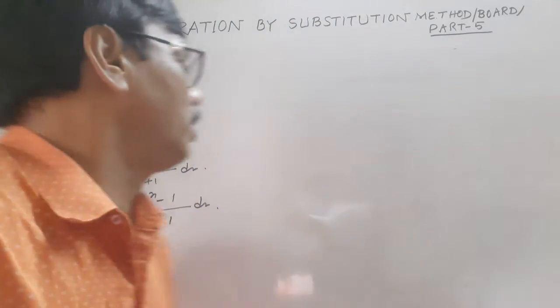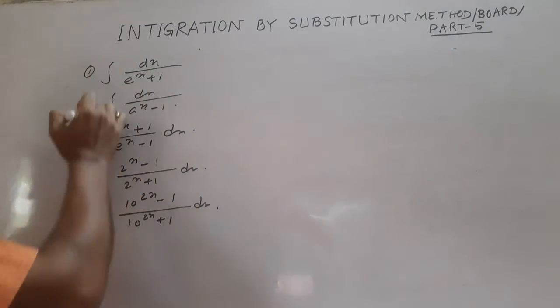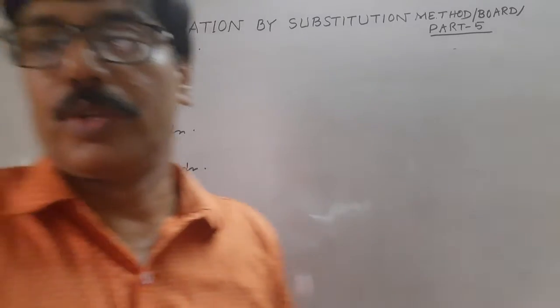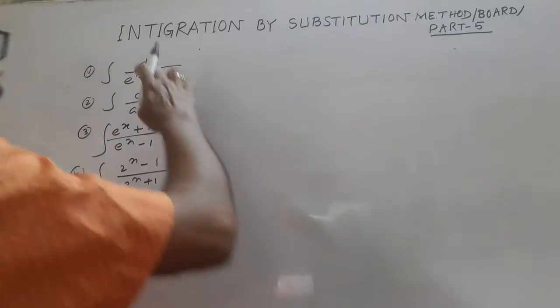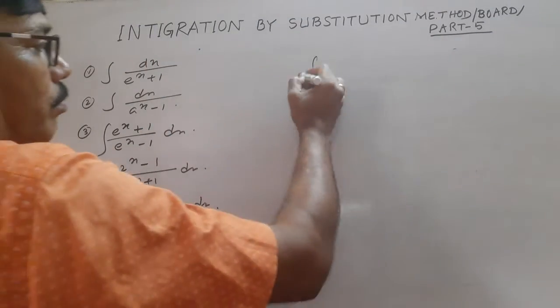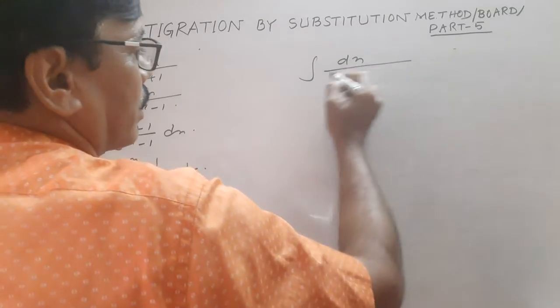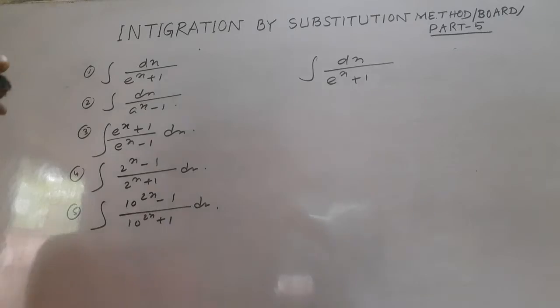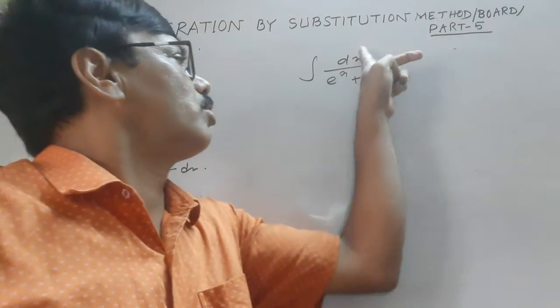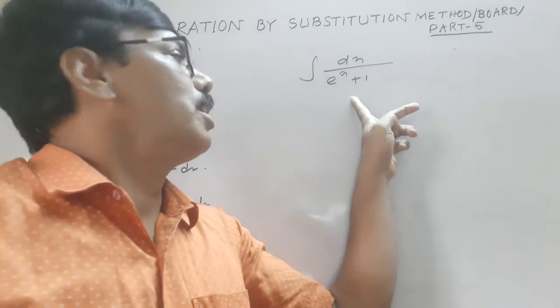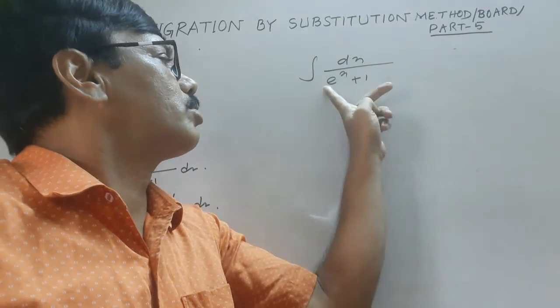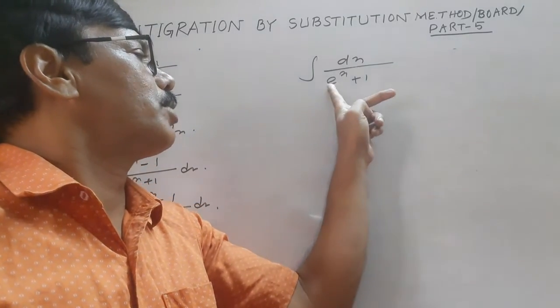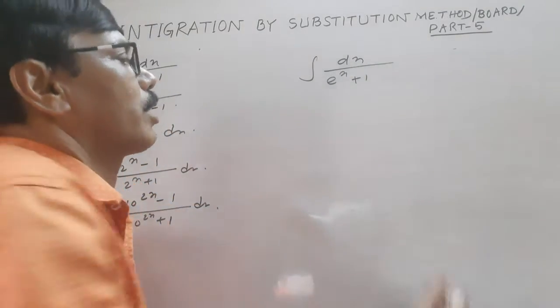Now we consider 5 problems. So dx by e to the power x plus 1. First one, dx by e to the power x plus 1. Now if we put this equal to z, this is not linear, then it is log. If we put e to the power x equal to z, so the derivative of e to the power x is e to the power x.